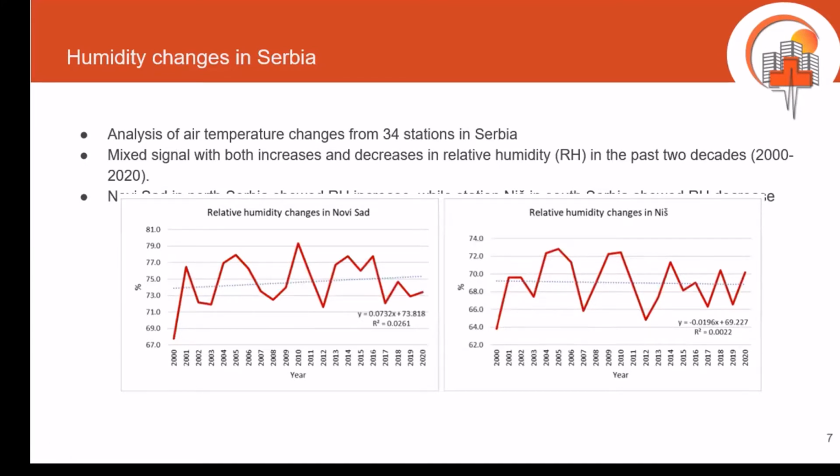So for humidity, we were considering relative humidity, because that is the humidity recorded by the Republic Hydrometeorological Service. It is really tricky to catch the trend for relative humidity, because its dynamics are very pronounced. But we can see that in Novi Sad, in the trend line, relative humidity grows slowly, but it does. And in Niš, we can see the opposite direction, the relative humidity drops.